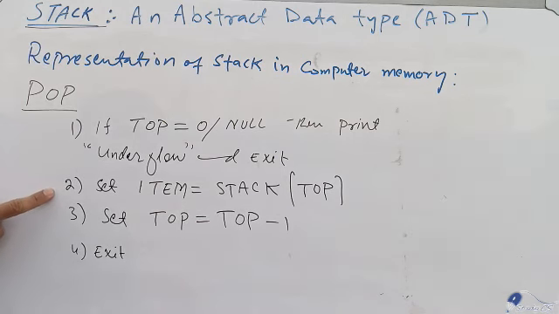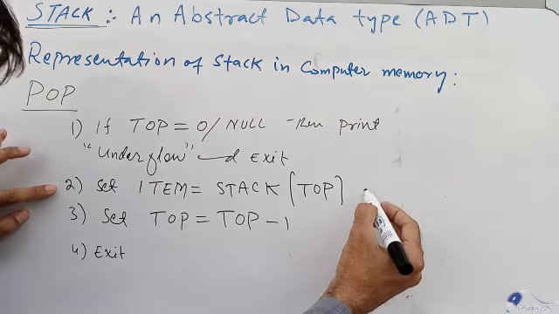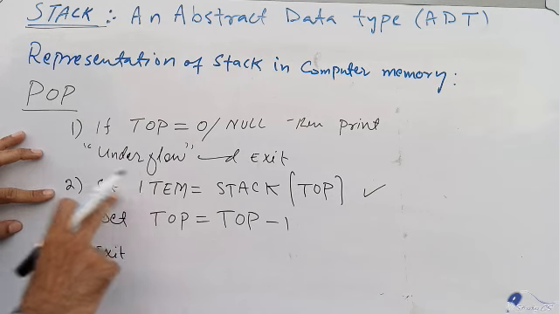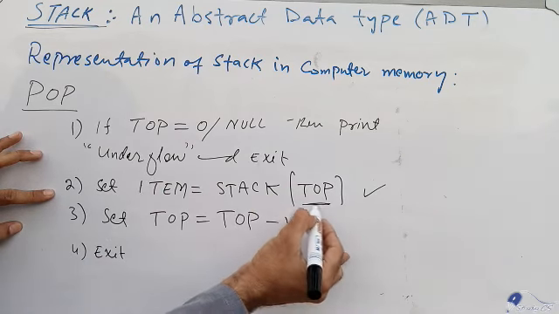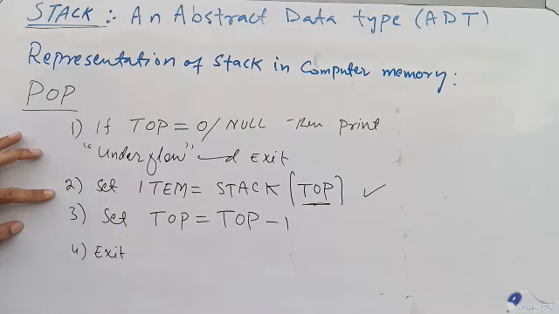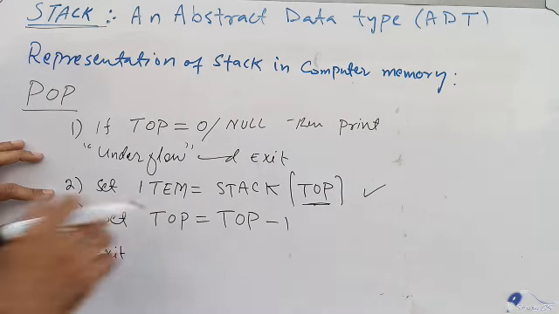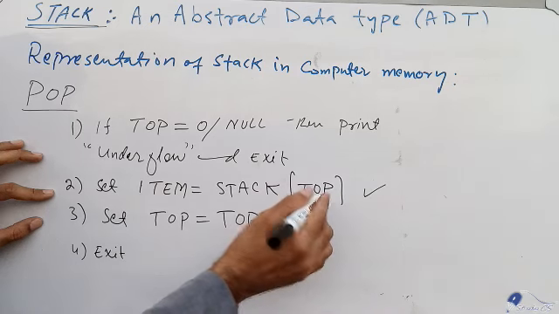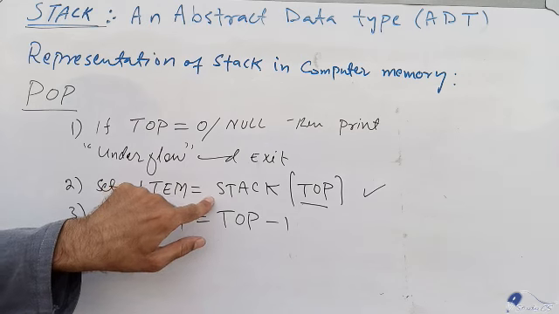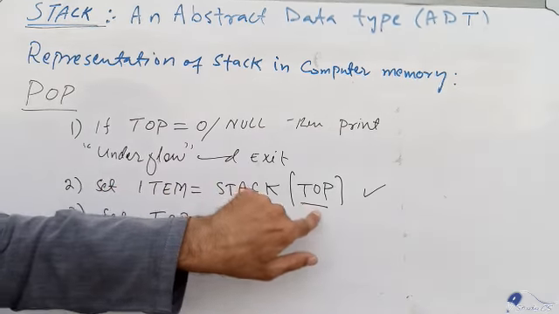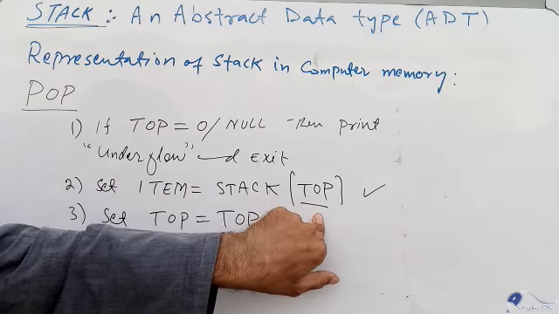So this statement shows that we need to select the top element of the stack. Set item to stack top element. We don't need to read the item or the location of the item from the user to be deleted. We will delete only the top element of the stack. So this statement shows that we will select the top element of the stack to delete.